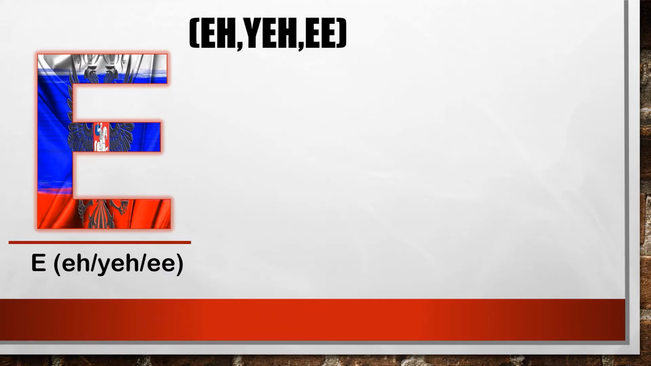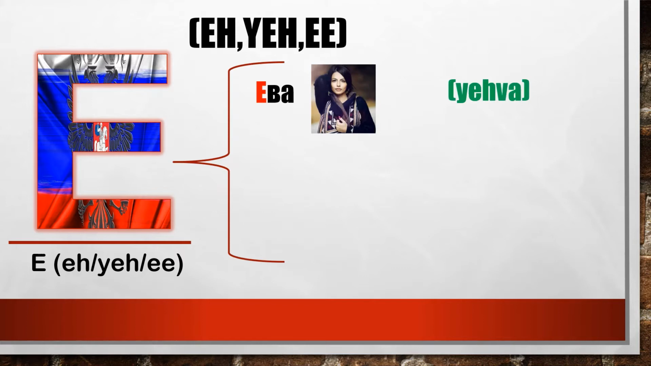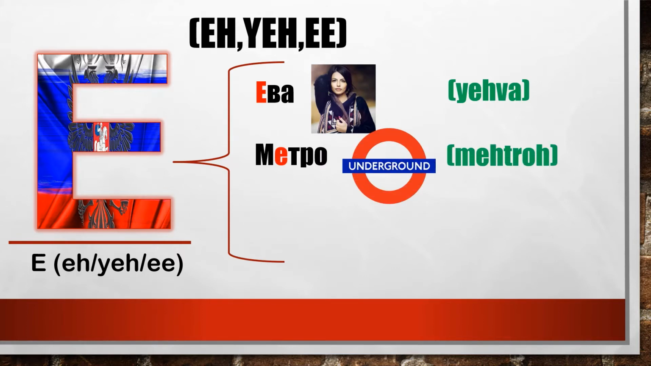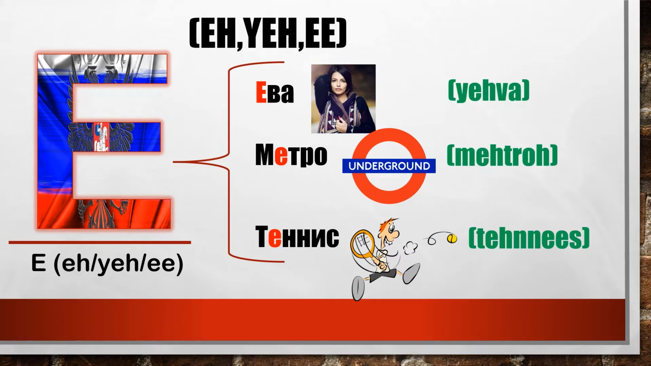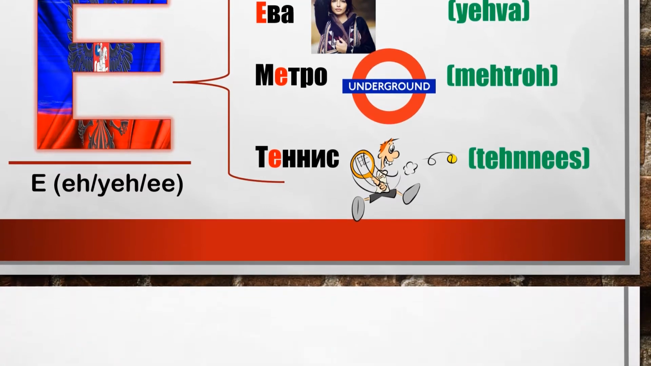Now letter E is a bit more interesting one because it can be pronounced in 3 different ways in Russian. It can be pronounced as ye at the start of the word, like in example Yeva. It can be pronounced as E sound, like in metro. This is because letter E is not stressed, because the stress in this word falls on the last syllable, metro. And it can be pronounced as wide E sound, like in tennis, because in this case the letter E is actually part of the syllable that is stressed.